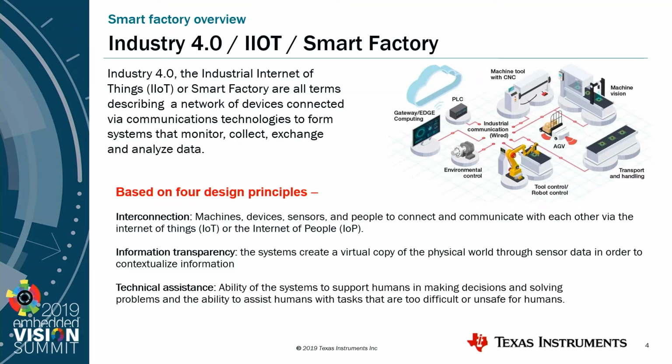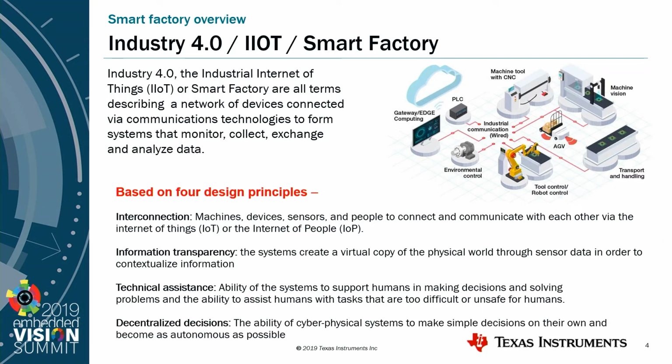Third is technical assistance. Here, the system should be able to assist humans in making decisions and solving problems, as well as assist them in doing tasks that are difficult or unsafe for human beings. Finally, the 4th design principle is decentralized decisions, where the cyber-physical system should be able to make small decisions autonomously.